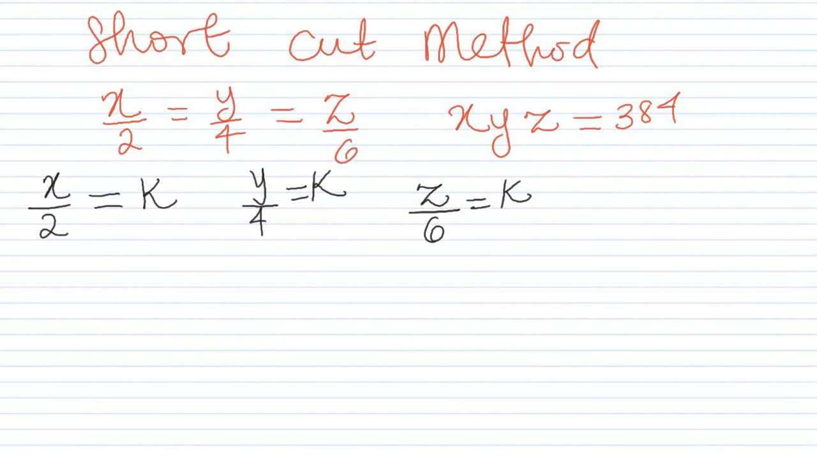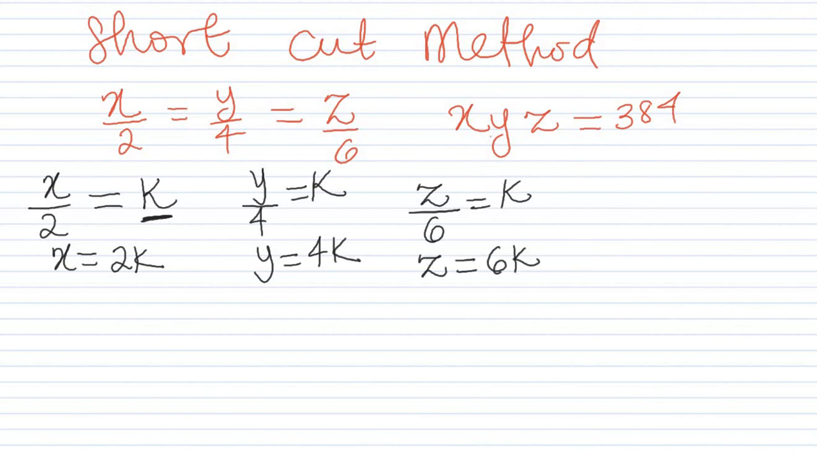The reason why we can do this is because the way our equation is set up, we see that x over 2 is the same thing as y over 4, which is the same thing as z over 6. So each one of these has the same value, and we're going to use that unknown value, k. So now we know that we can represent x to be 2k, y to be 4k, and z to be 6k.